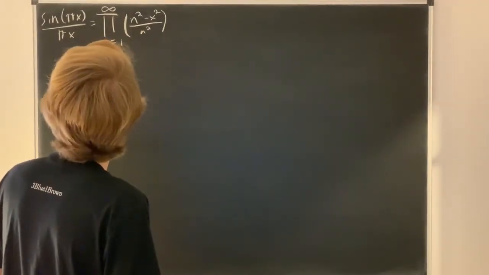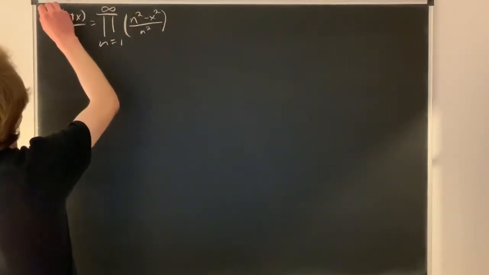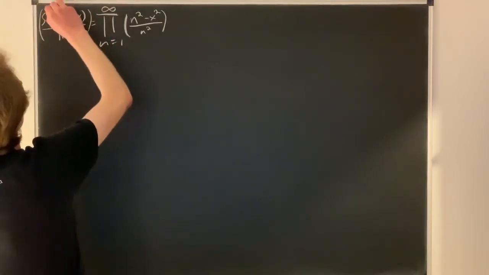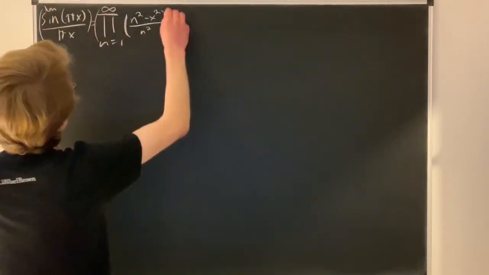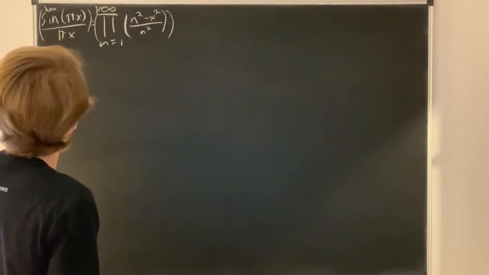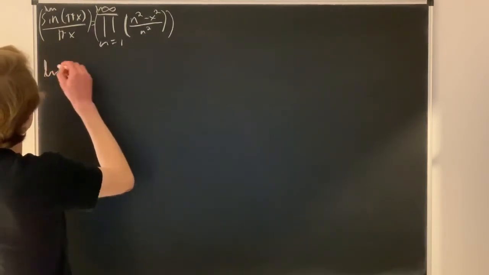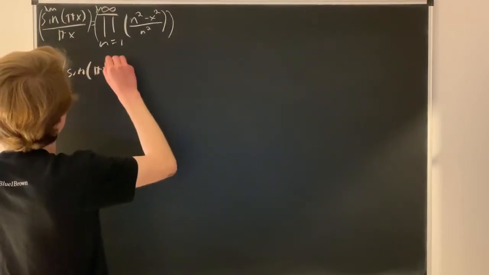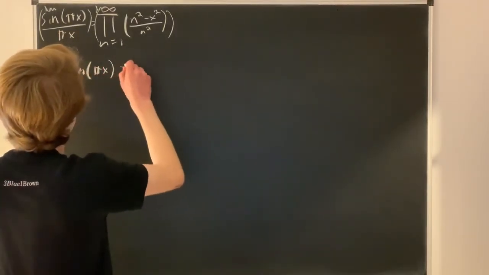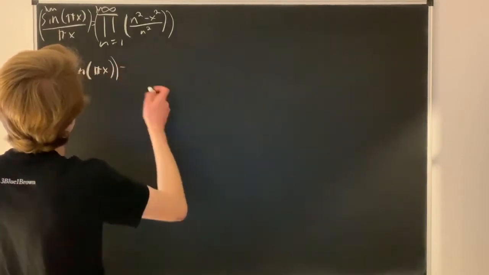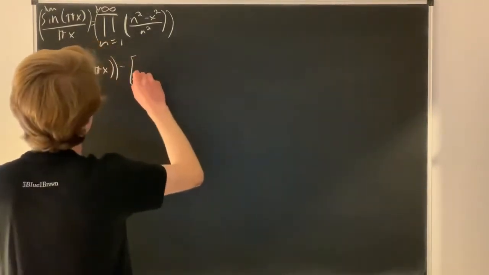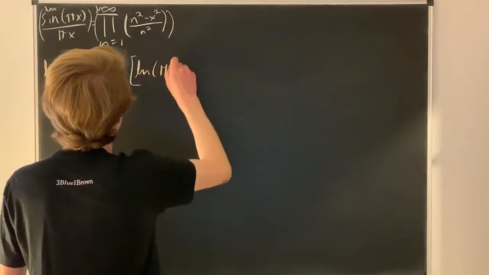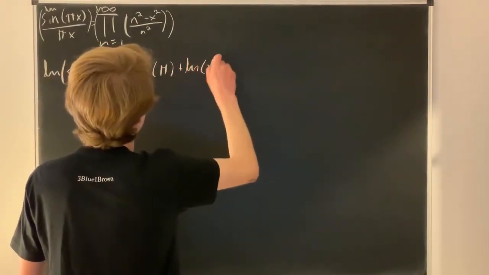Okay, well, if we take the natural log of both sides, it's kind of written right on the edge here. If we take the natural log of that, what are we going to end up with? We're going to have the natural log of the sine pi x, then minus the quantity of the natural log of pi plus the natural log of x.